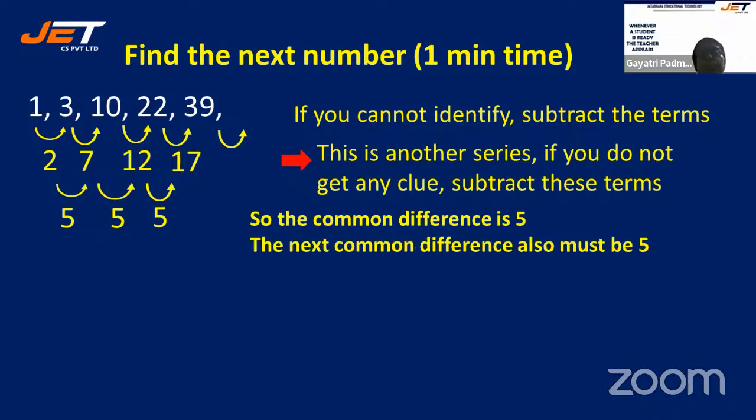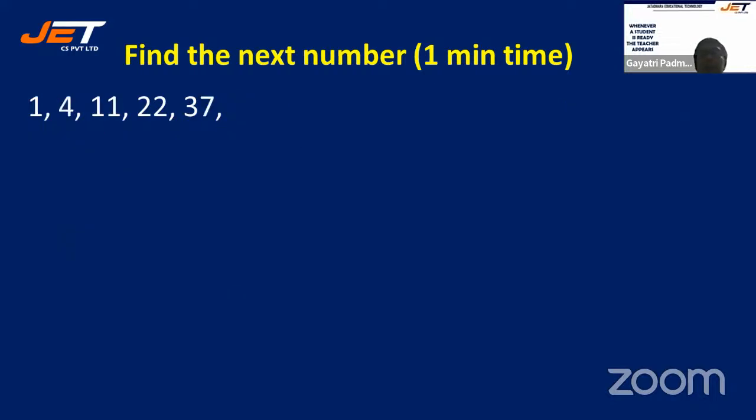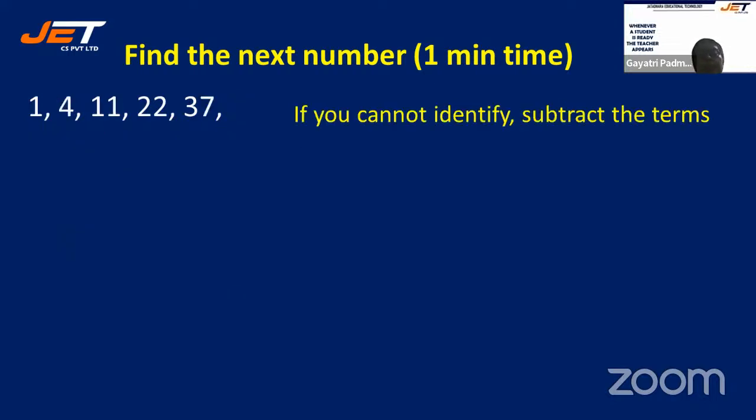So 17 plus 5 should be the next one. So what is 17 plus 5? 22. Right? So if you add 22 to 39, that would become 61. So that should be the next number. Now let us try another one. We have 1, 4, 11, 22, 37.